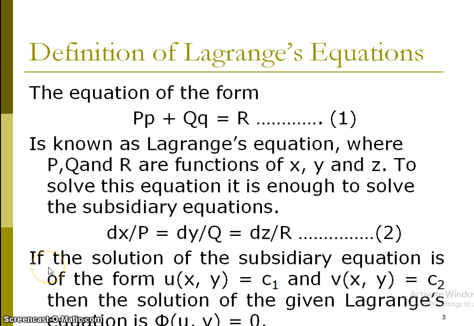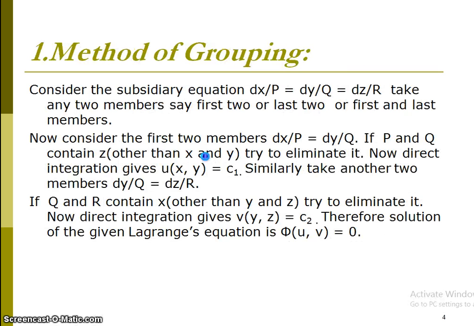Next, if the solutions of the subsidiary equations are of the form u of x, y equal to c1 and v of x, y equal to c2, then the solution of the given Lagrange's equation is phi of u, v equal to 0. So after finding c1 and c2, we substitute in this form phi of u, v equal to 0. These are the Lagrange's equation definitions.